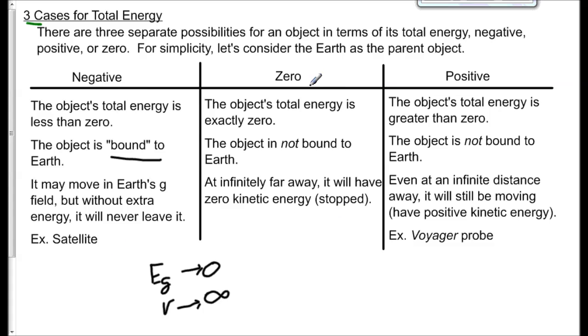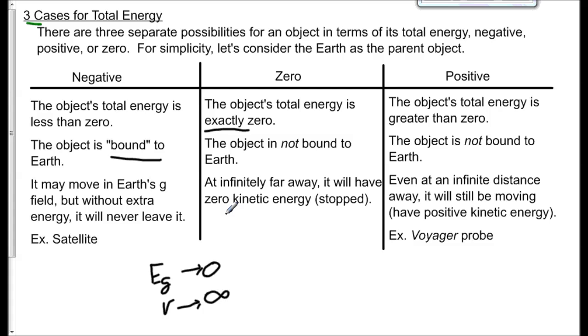I'm going to jump down to something with 0 energy, exactly 0. Not about, but exactly 0. And so it's kind of the opposite of negative in terms of the fact that it's not bound to Earth. It has enough energy to escape Earth's gravitational field. But this is a pretty special case because, yes, it can get out of Earth's gravitational field, but when it's infinitely far away, it has no kinetic energy.